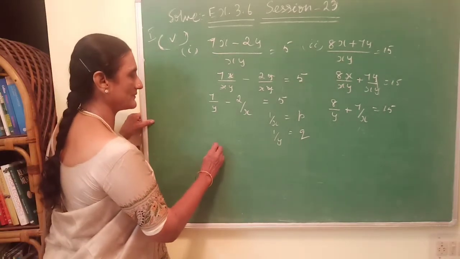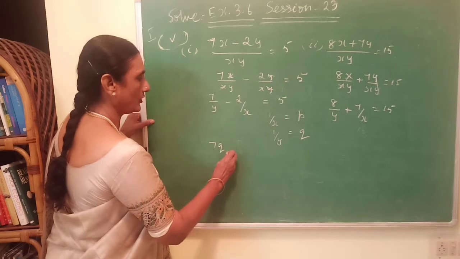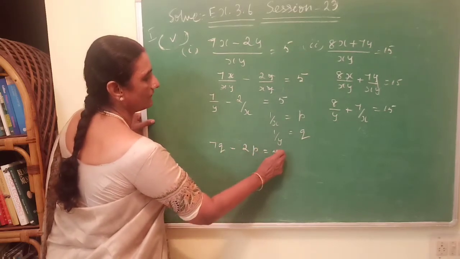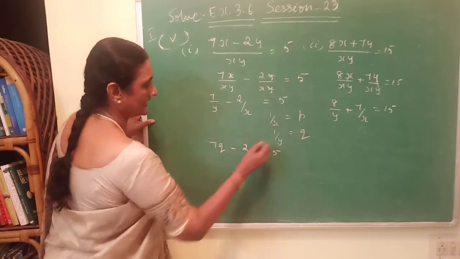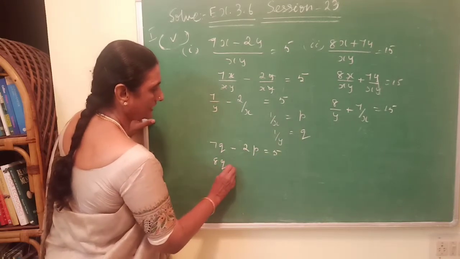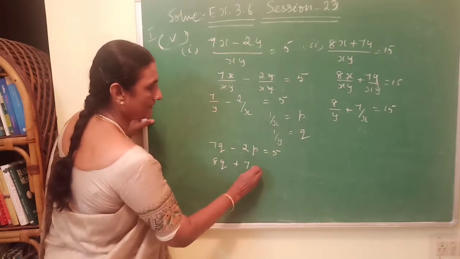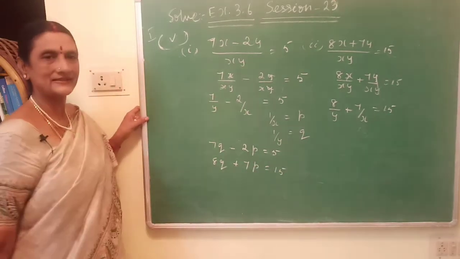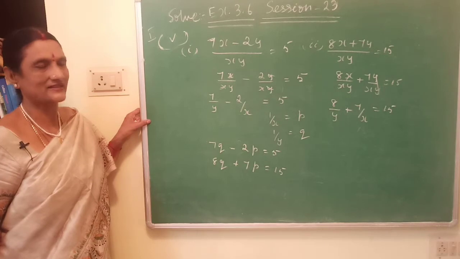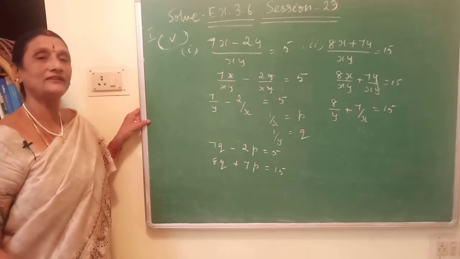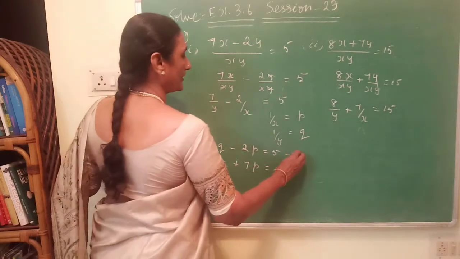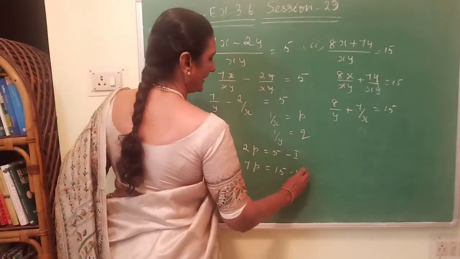So this becomes 7q minus 2p is equal to 5. And this equation becomes 8q plus 7p is equal to 15. Okay, now look at this. What way to solve is next? You can use any one of the three methods that we have already discussed. So now I am going to solve by the elimination method.